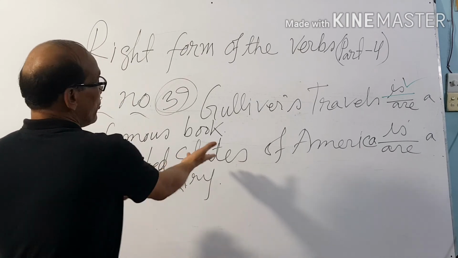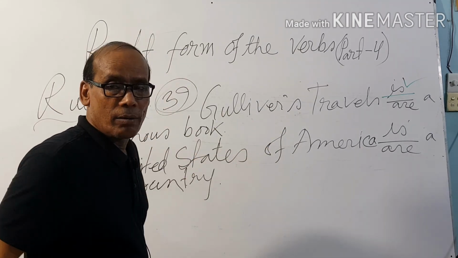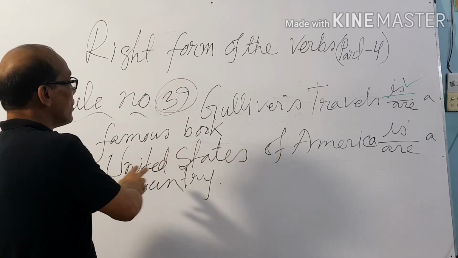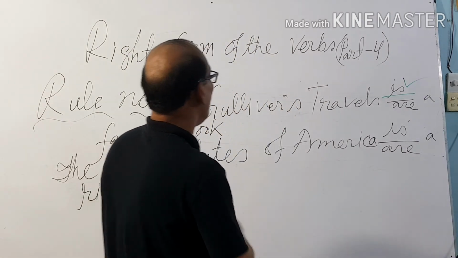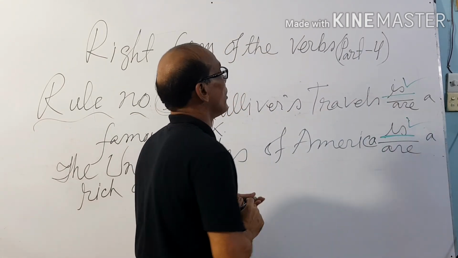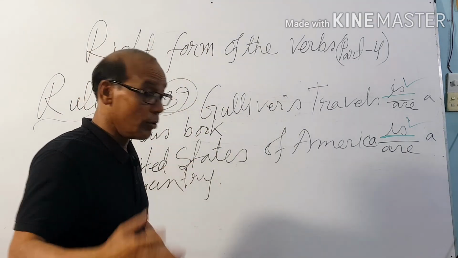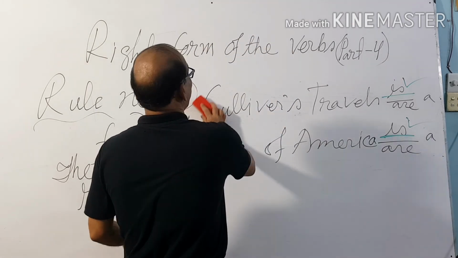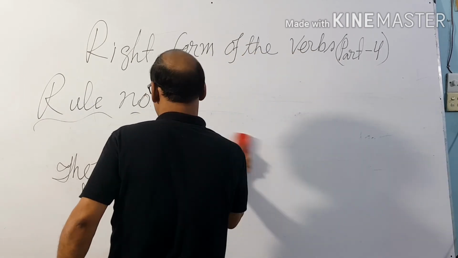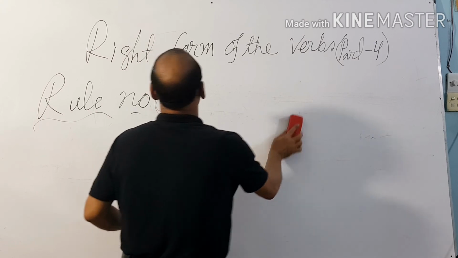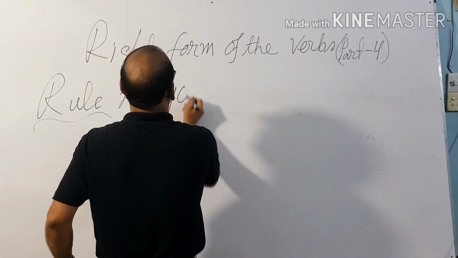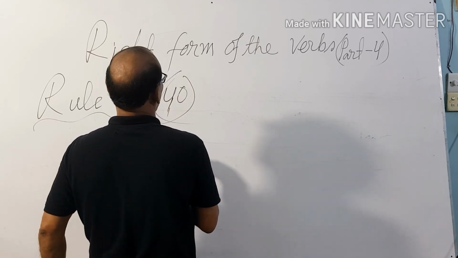In the United States of America, "states" itself is plural, but the overall subject itself is singular. It's the name of a single country, America. The United States of America is the name of a single country, so it will act as a singular subject, and the verb will be "is", like Gulliver's Travels. It seems to be plural, but actually it is the name of a single book, so the verb must be singular. In this way, United Arab Emirates, singular. There may be some names of countries or names of books or something else.